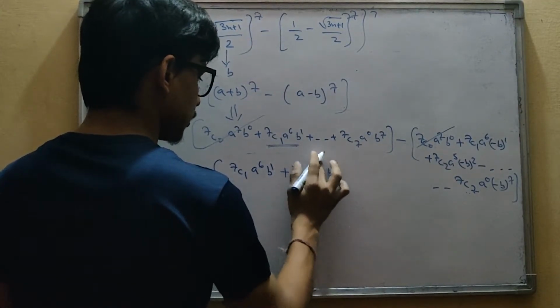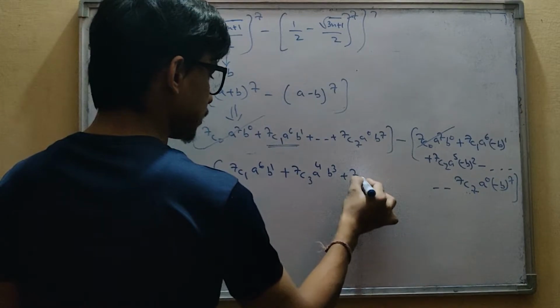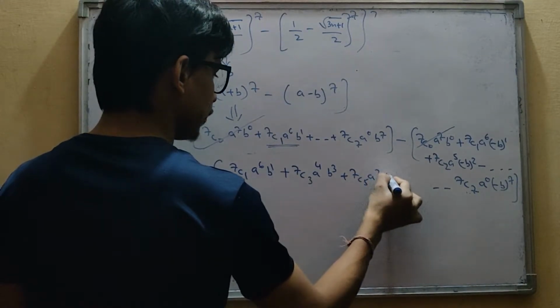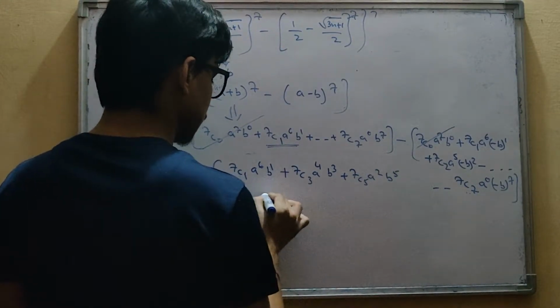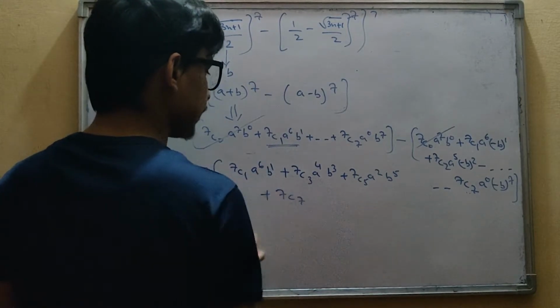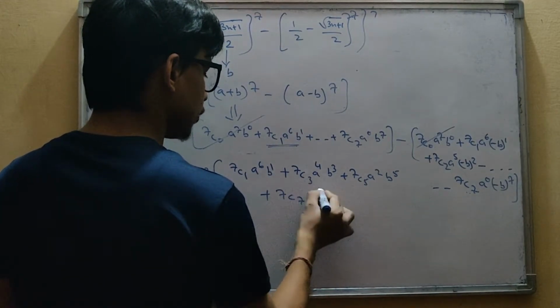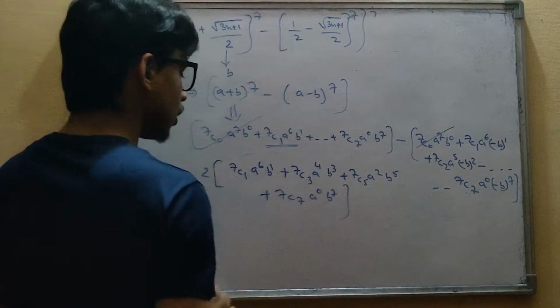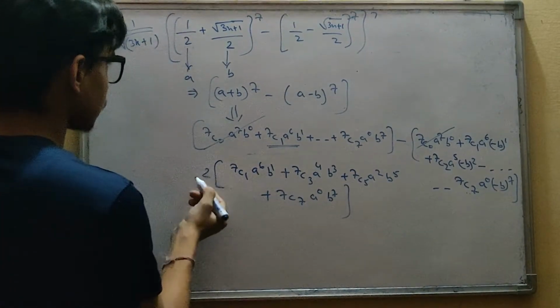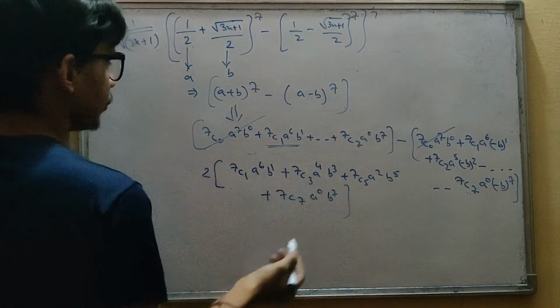3. Not 6, it is 4. Similarly, 7c5 a to the power 2 and b to the power 5. And the next term is 7c7 and a to the power 0 and b to the power 7, right? And so this is what it is going to be, right?